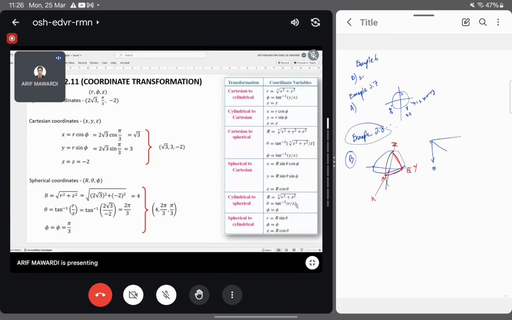So we have r and z. These values are given here, so we just substitute r and z. So we should get 2 pi over 3. And then for phi, we should get pi over 3.